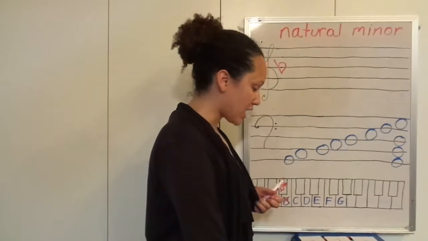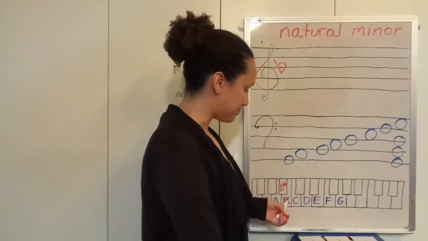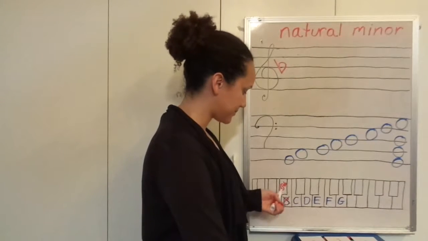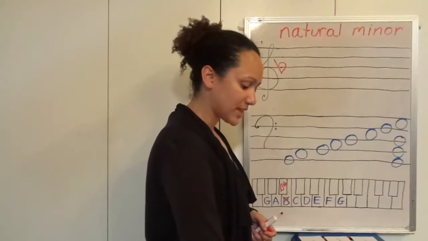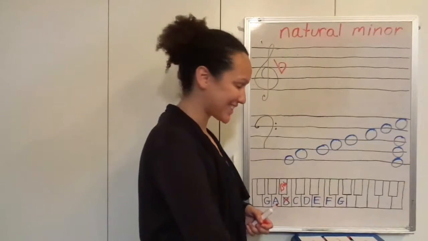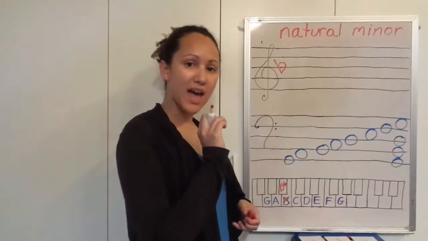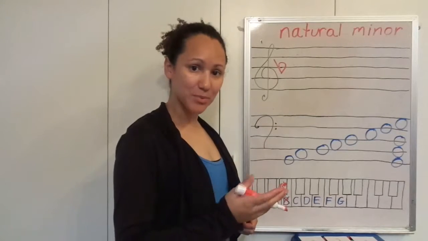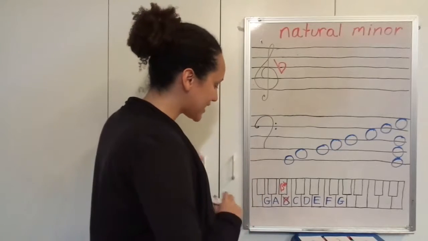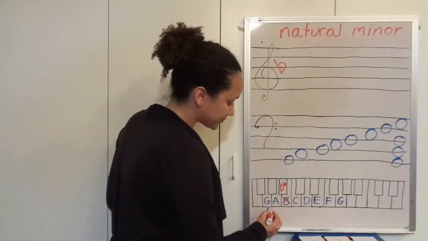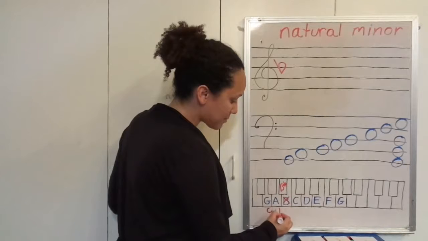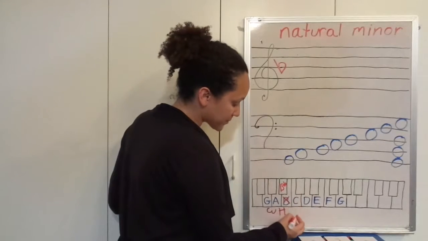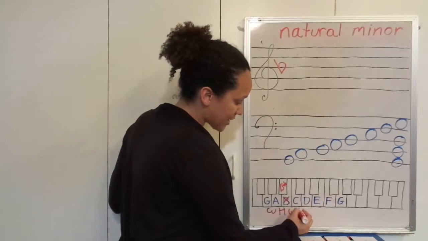So we have G, A, B, and G, A, B flat. That's going to give us our minor sound. Remember that the minor pattern is whole step, half step, whole step, half step, whole step, whole step. So let's take a look at it. Whole step, half step, whole step because the B's in between, whole step.